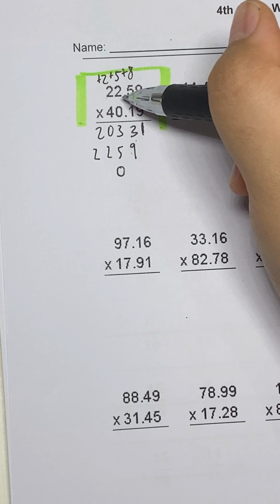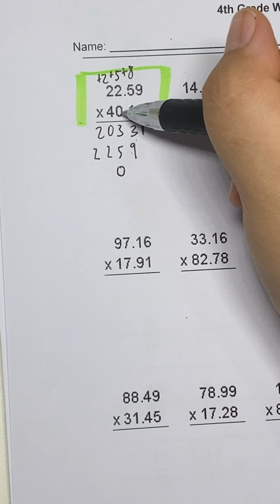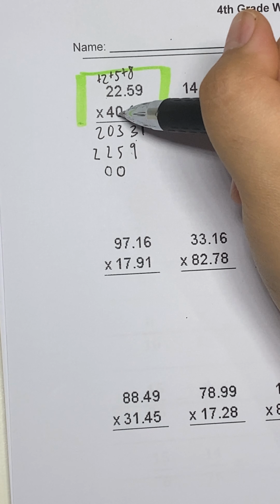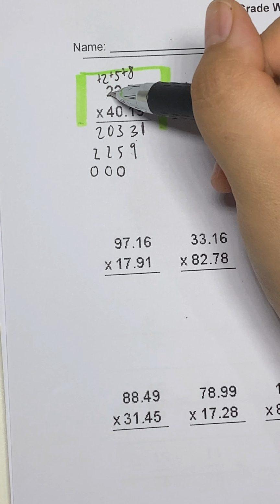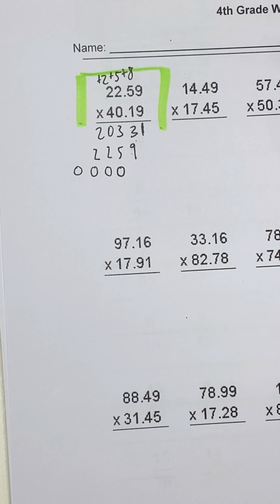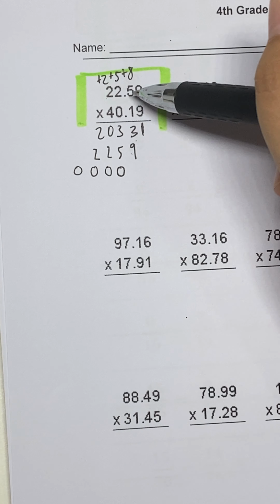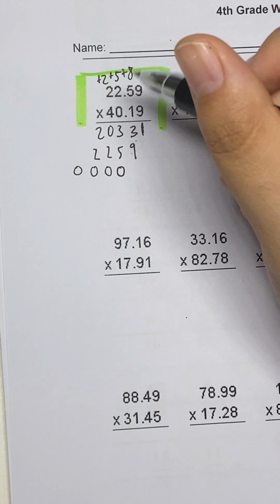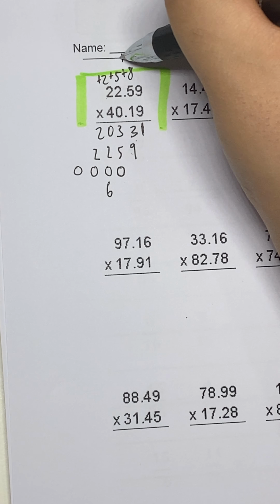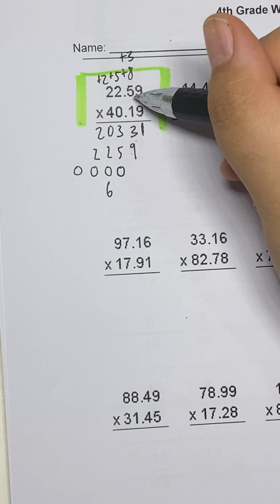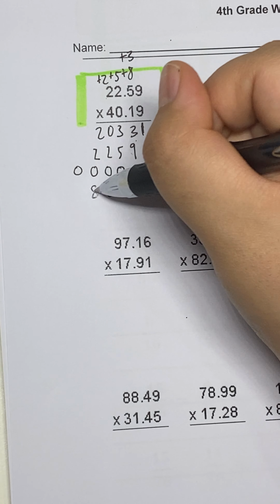Again, follow straight down and start here. 0 times 5 is 0. 0 times 2 is 0. 0 times 2 is 0. Okay? Now we're going to go to the last number. 4 times 9 is 36. Carry the 3.